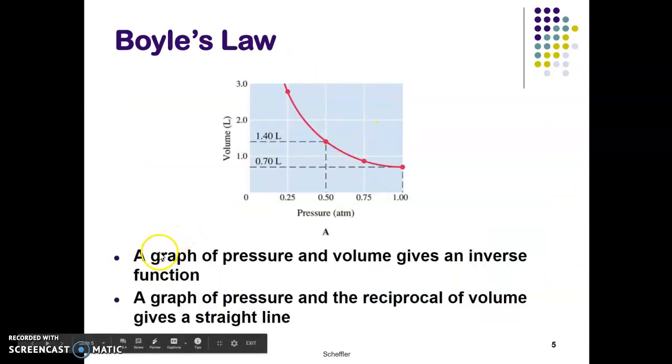If you look, a graph of pressure and volume gives you an inverse function, meaning that it looks something like this. A graph of pressure and the reciprocal of volume gives a straight line. So, if we take the reciprocal of the volume and the pressure and graph them out, we'll have a straight line rather than this curve that's right here.